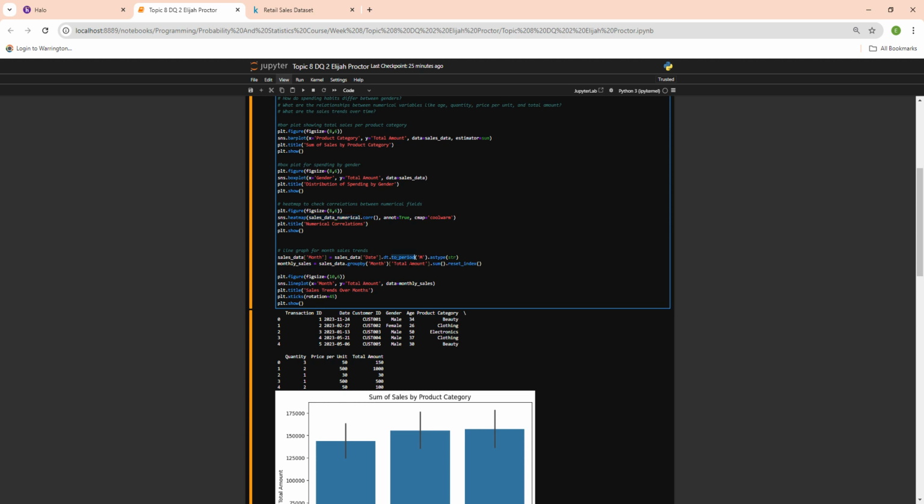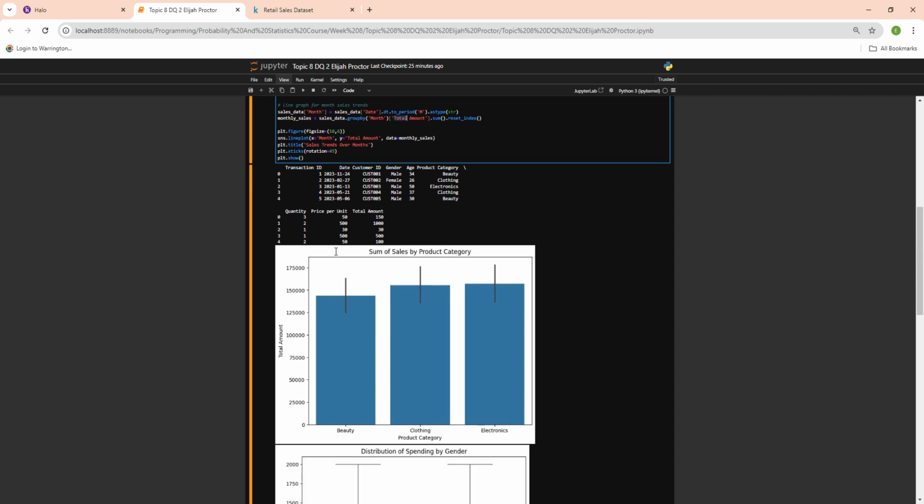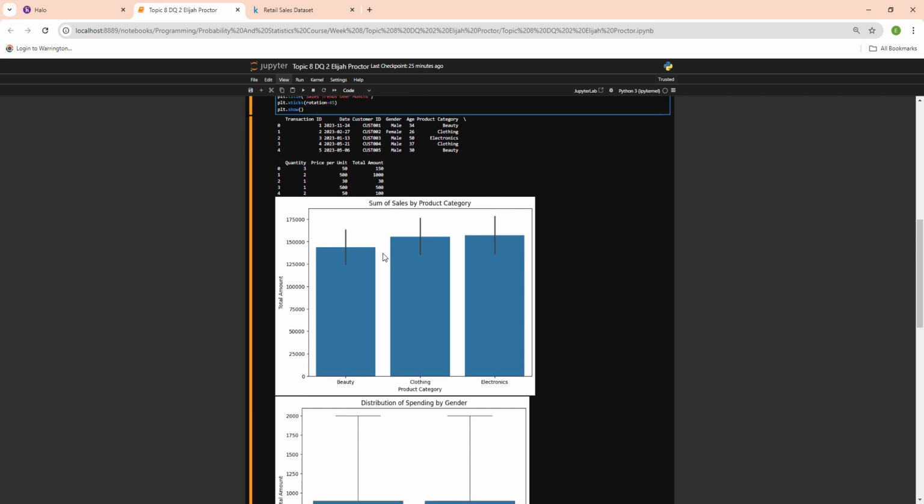And so we're making sure that the date is always in a string format. And then we're going to group by the months and have the total amount summed up, and this is going to give us our monthly sales for our line plot. First we printed out the first 5 results inside the dataset, and now let's go over the results that we have from our graphs.